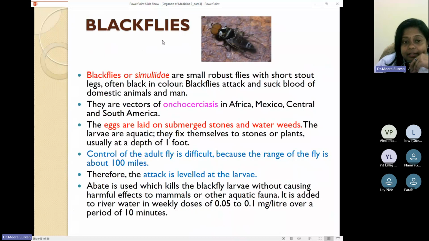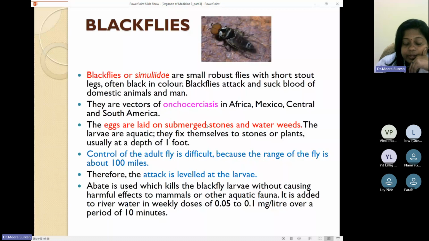The next variety is black flies or Simuliidae. They are small, robust flies with short, stout legs and often black in color. And they are actually vectors of onchocerciasis. This disease is usually seen in Africa, Mexico, and Central and South America. They suck the blood of domestic animals and also of man.